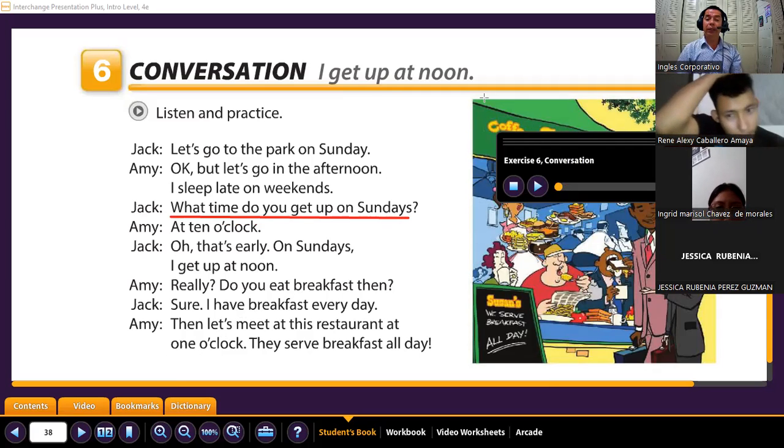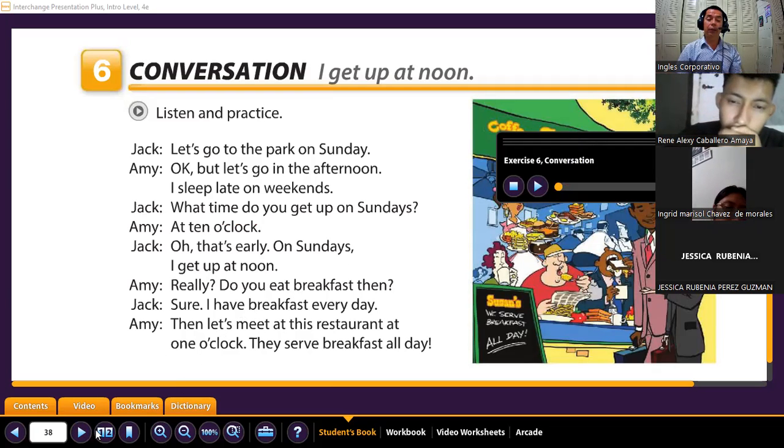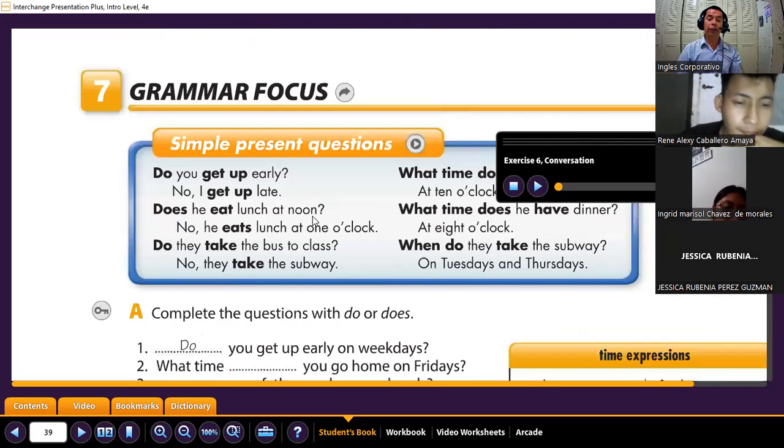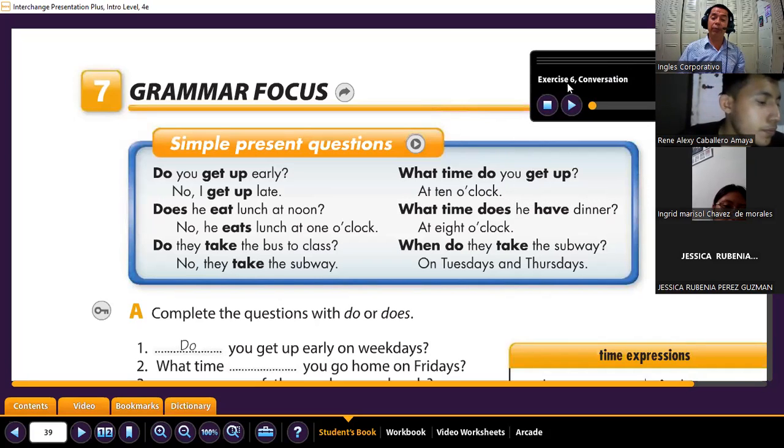Now, let's see. Look at the difference between the yes, no question. When I say, do you get up early? Yes, I do. No, I don't. Right? But with the question, what time do you get up? At 10 o'clock, right? One is a yes, no question, and the other one is information.